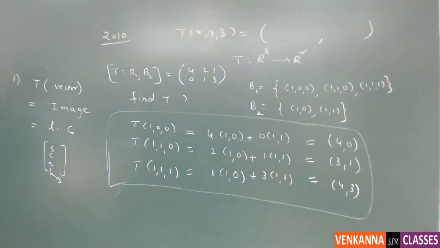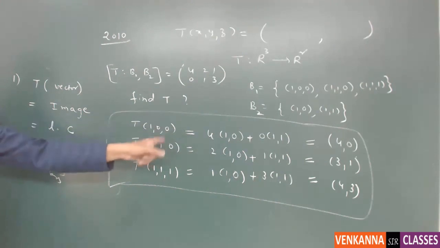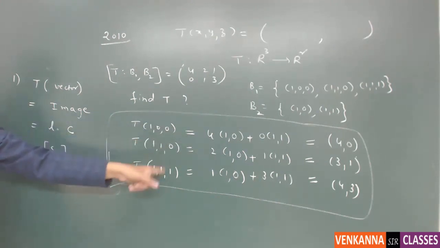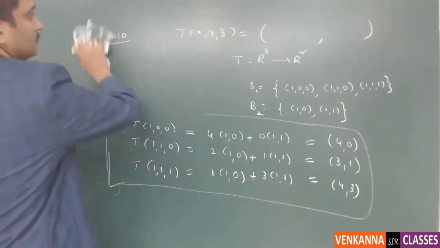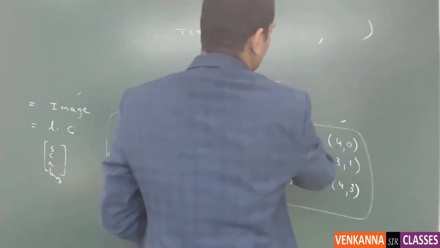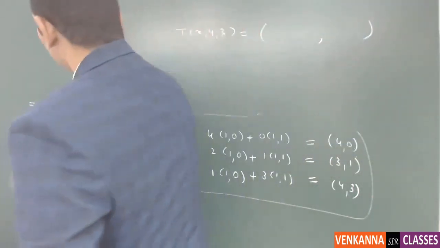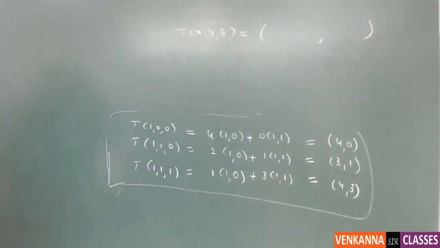Please understand that here the vectors I am giving as input are nothing but the basis. So first of all, I want to write a linear combination. Now I will write the path. Please observe the procedure.